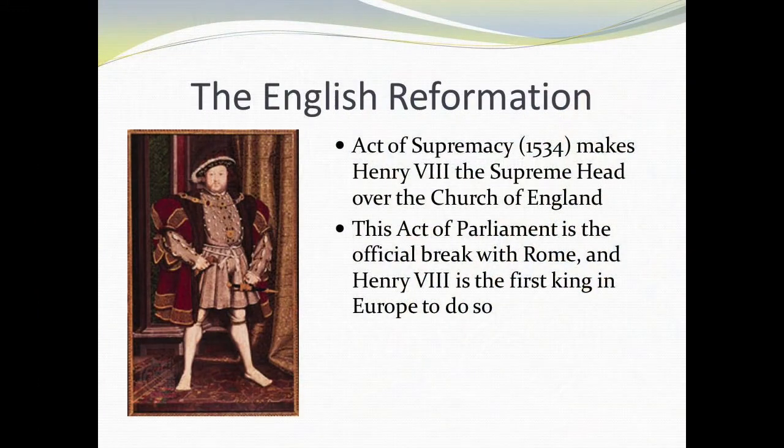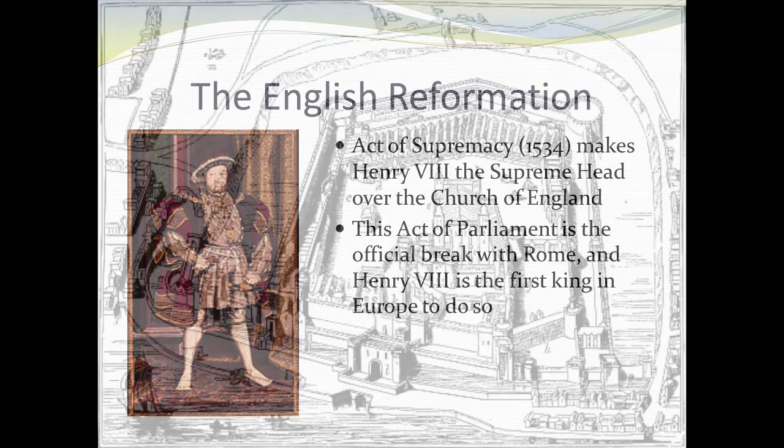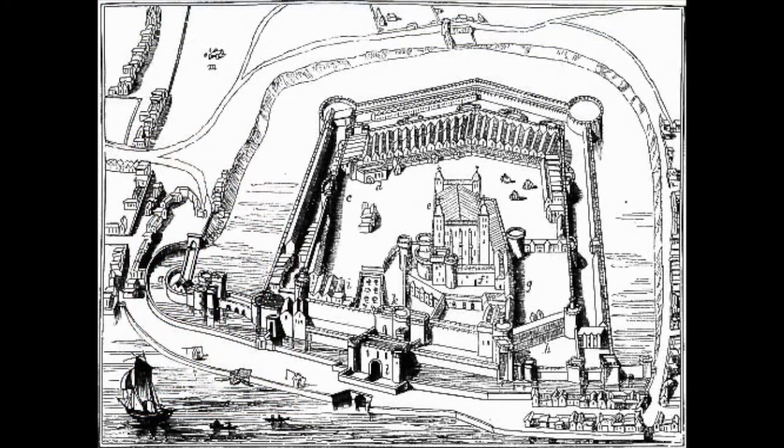So Henry VIII turned to Parliament. And Parliament passed the Act of Supremacy, which made Henry VIII the supreme head over the Church of England. And now he could do what he wanted, which was annul the marriage to Catherine and marry Anne Boleyn, which he did. But after a while, he got tired of Anne. They weren't able to have a son, and he had her imprisoned here in the Tower of London.